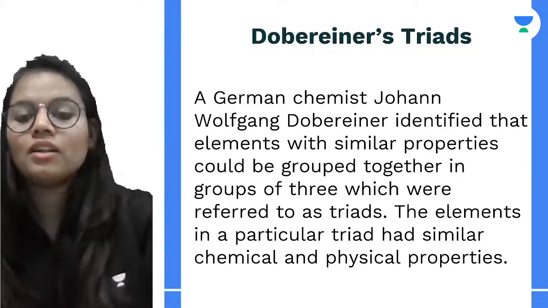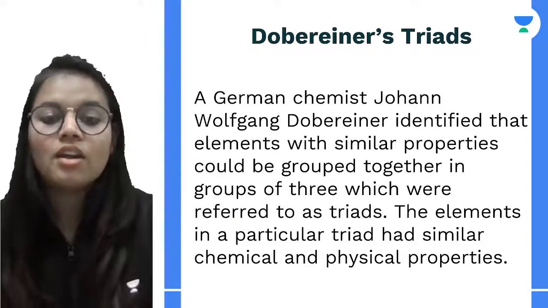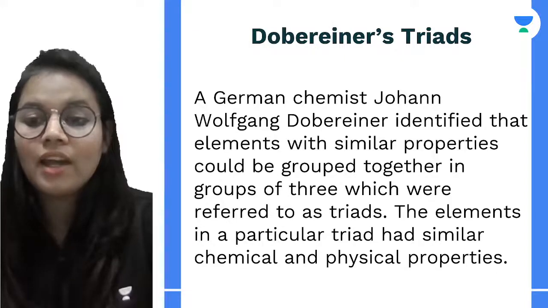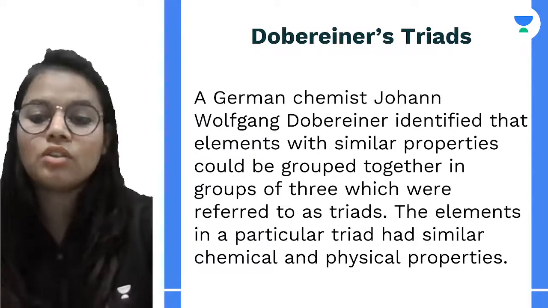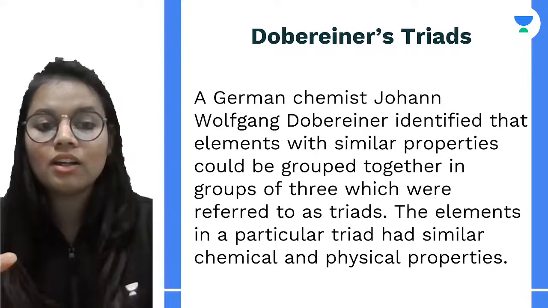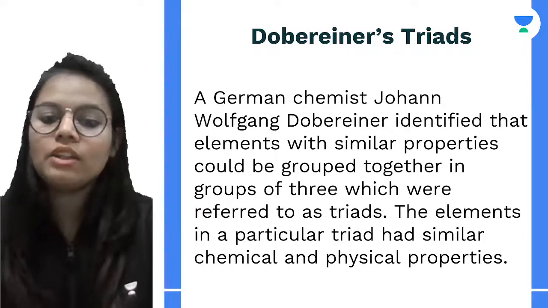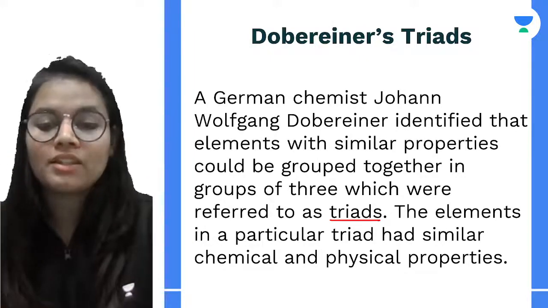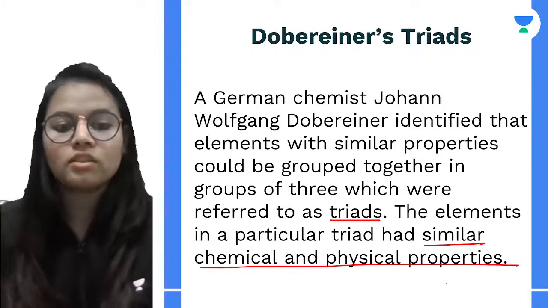Now, after Antoine Lavoisier's trial, there came another scientist. He was a German chemist named Johann Wolfgang Dobereiner, and he tried to arrange the elements into groups of three. He identified that the elements having similar properties can be grouped into three, and we name them triads. These elements placed in a triad had similar physical and chemical properties.